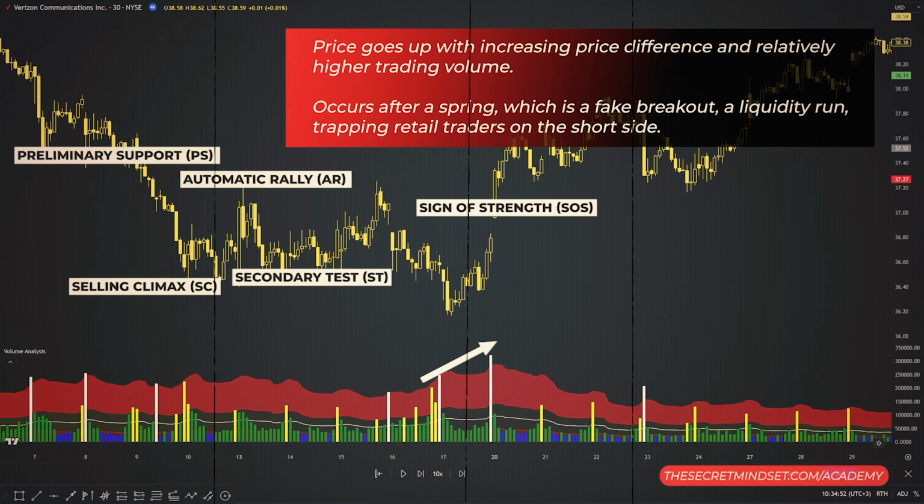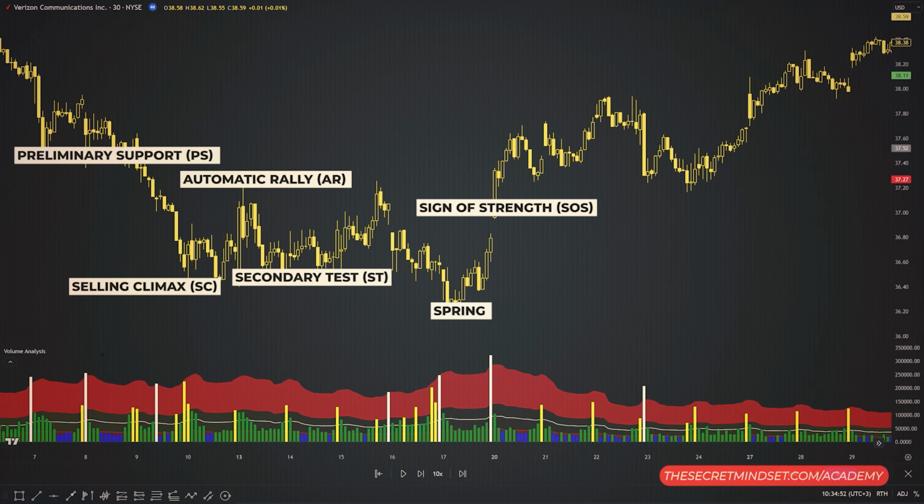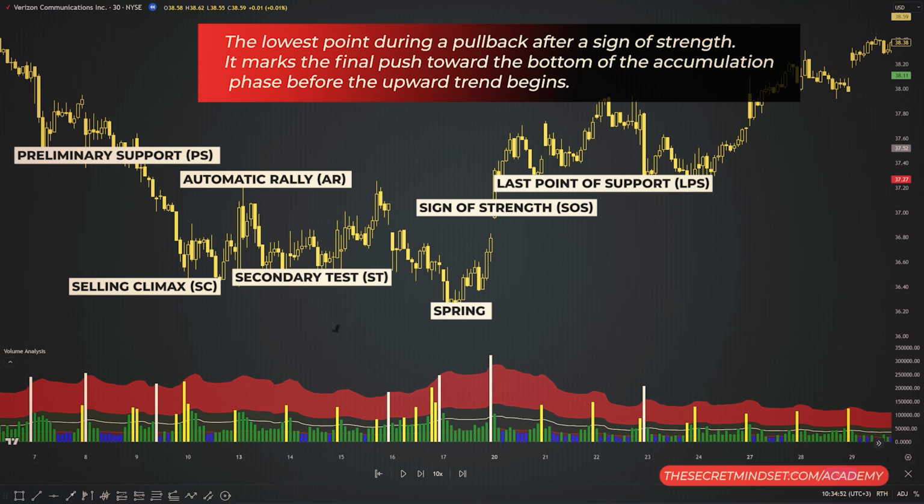A sign of strength often occurs after a spring, which is a fake breakout, a liquidity run, trapping retail traders on the short side. A spring is when the price falls below its usual range and then quickly jumps back up into that range. And then we have the last point of support. This is the lowest point during a pullback after a sign of strength. It marks the final push toward the bottom of the accumulation phase before the upward trend begins. The last point of support creates a higher low, and then the price starts going up again aggressively.